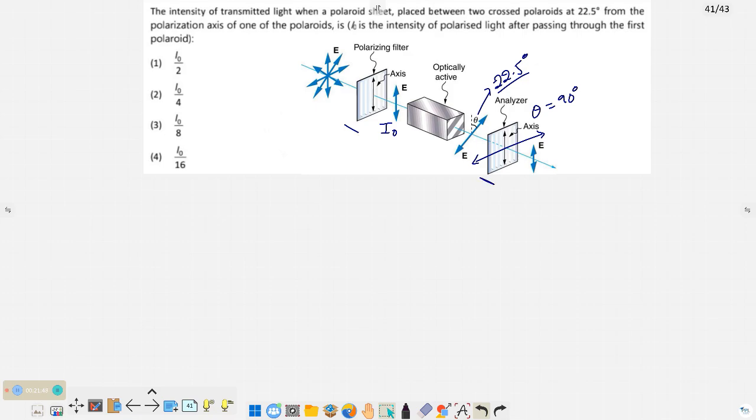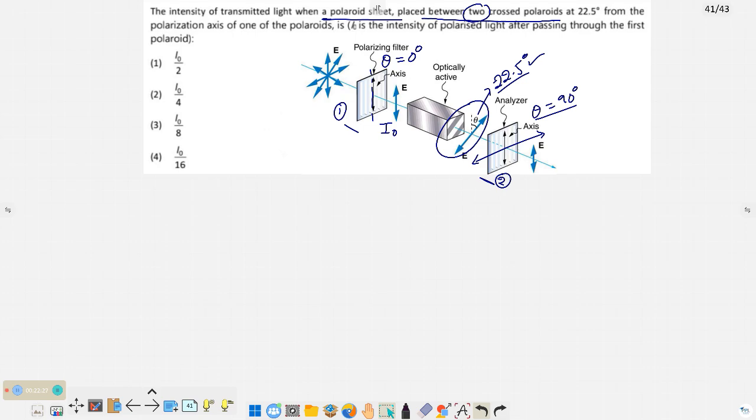Crossed means what? Initially this is arranged at theta equal to 0 degrees, this is called the axis of the Polaroid, 0 degrees, and this is the last Polaroid at an angle of 90 degrees. These are called crossed Polaroids, and we take one more Polaroid sheet and place it between the two crossed Polaroids. This is the way you can place one more Polaroid here. What angle is it made at? It is 22.5 degrees.